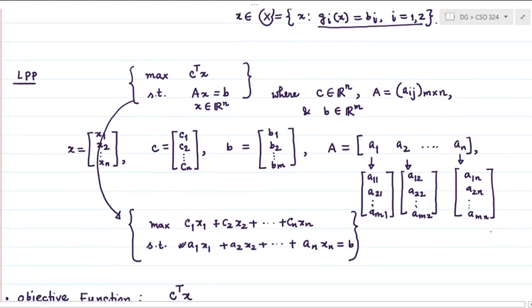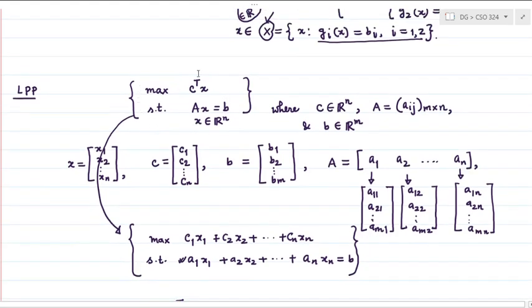And thus this problem is asking you to find the maximum value of a linear function subject to linear equalities, and thus the nomenclature linear programming problem. The terminology linear comes from the fact that all the functions involved in your maximization problem are linear, and that's why the terminology linear programming problem.